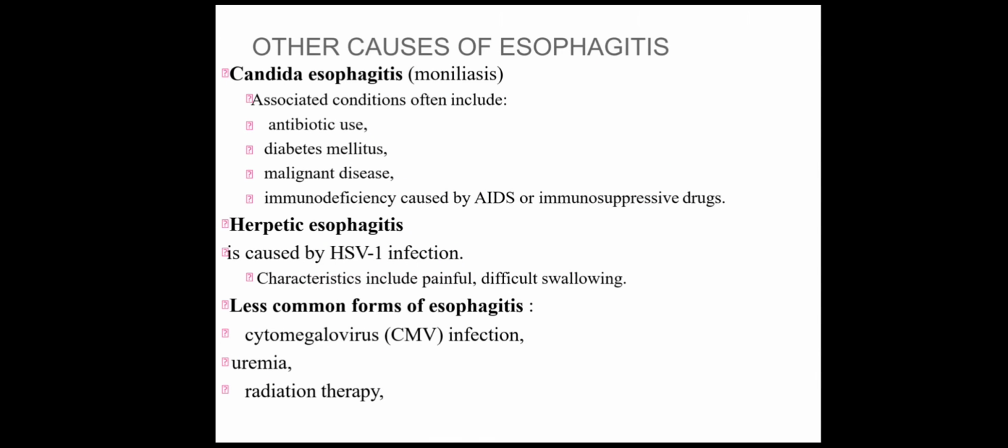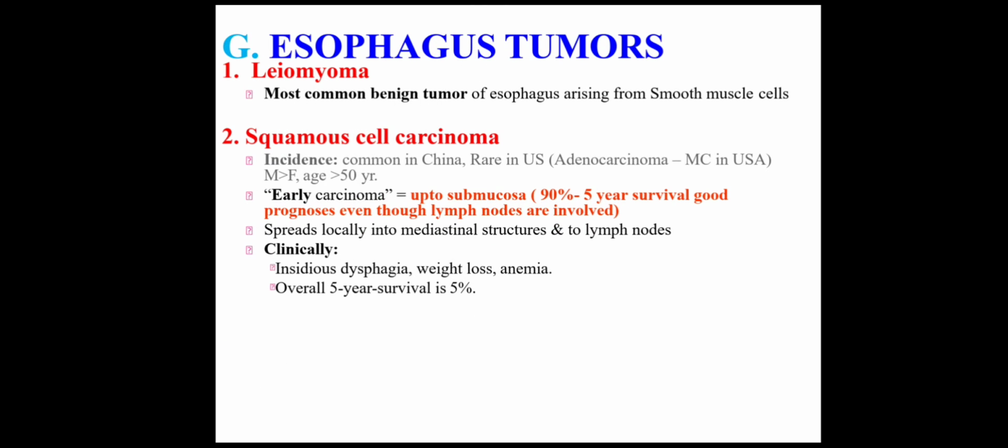Other causes of esophagitis include Candida esophagitis, which is also called moniliasis. Associated conditions often include antibiotic use, diabetes mellitus, malignant disease, immunodeficiency. Since Candida is an opportunistic infection, it occurs in all these immunodeficient states. Herpetic esophagitis is caused by HSV1 infection. Characteristics include painful and difficult swallowing. Less commonly, you can find cytomegalovirus infection, uremia, and radiation therapy as a cause of esophagitis.